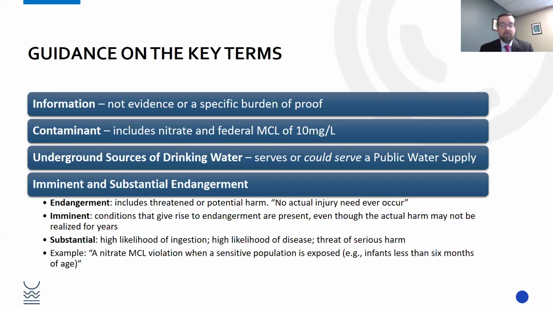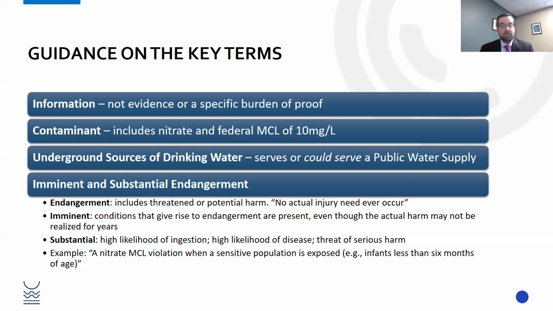Finally, imminent and substantial endangerment to human health. So the guidance document explains you don't have to show specific people being injured or that the harm has already occurred. The threat of harm is sufficient. And being an imminent threat simply means that the conditions causing or potentially causing harm are present, even if the harm itself may not develop for years. The guidance gives a specific example of a nitrate MCL violation, which was very helpful for purposes of this petition.